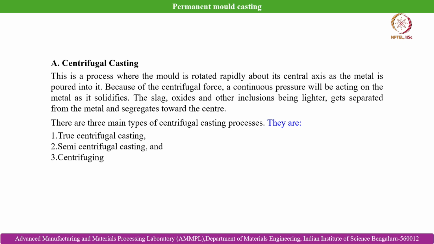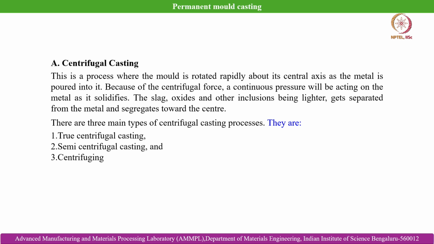From the name itself, you can understand that we are talking about the centrifugal force that is exerted over the liquid metal in the process of its solidification, and the resulting casting process we name centrifugal casting. This is a process where the mold is rotated rapidly about its central axis as the metal is poured into it. Because of the centrifugal force, a continuous pressure is acting on the metal when it solidifies. So, the slag, oxides and other inclusions, being lighter, get separated from the melt and segregate towards the center.